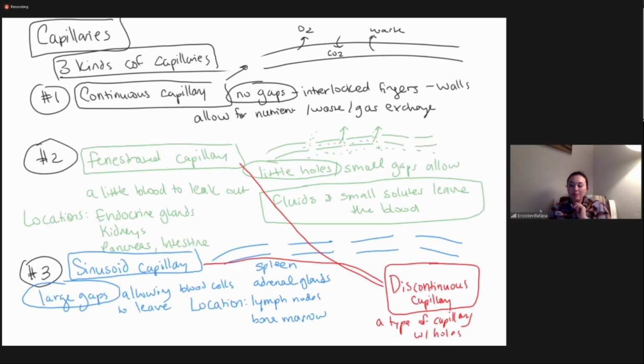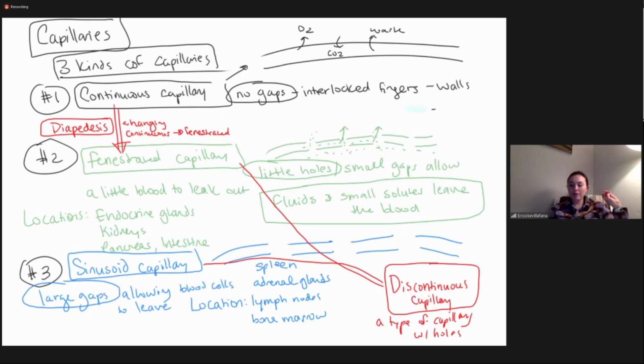So the process of diapedesis is when we change the continuous capillary to the fenestrated. This is called diapedesis, and you need to know about it. We make little holes, changing continuous to fenestrated. If you think about it, why would your body want to do that? Maybe it wants to make little gaps to allow things to escape. So this is going to allow fluid to escape, specifically white blood cells. This is used for fighting infection.